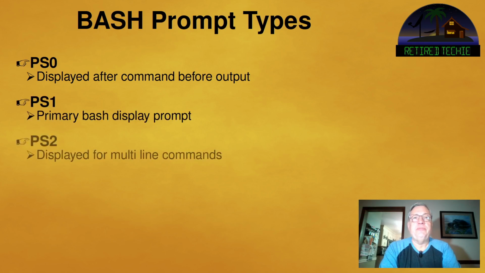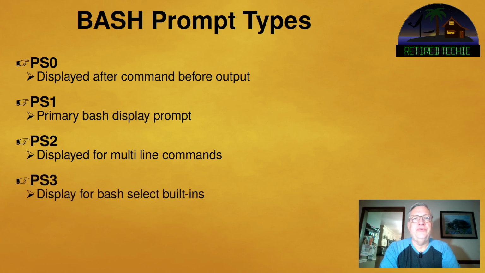PS2 is called a secondary prompt, and this displays for multi-line commands. Again, commonly used, not as common as PS1, but you'll see it from time to time. And then PS3 displays for bash select built-ins. I've actually never used this one, and it's unset also. And then PS4 displays for debugging bash scripts. I've used this on occasion. It is set to a plus sign, but for most general bash use, or most general terminal use, you're not going to be setting this, or you're not going to see this, so it doesn't matter what it's set to.